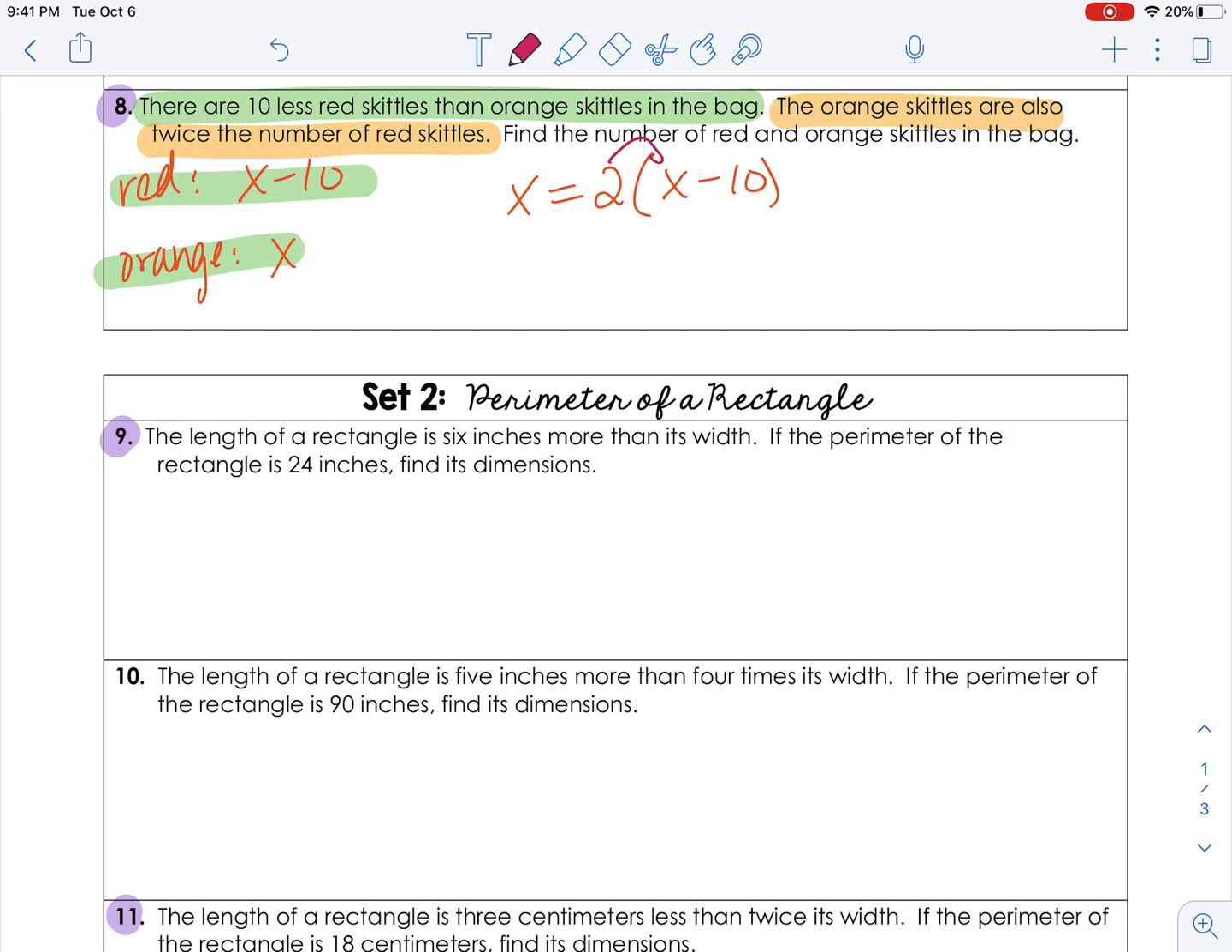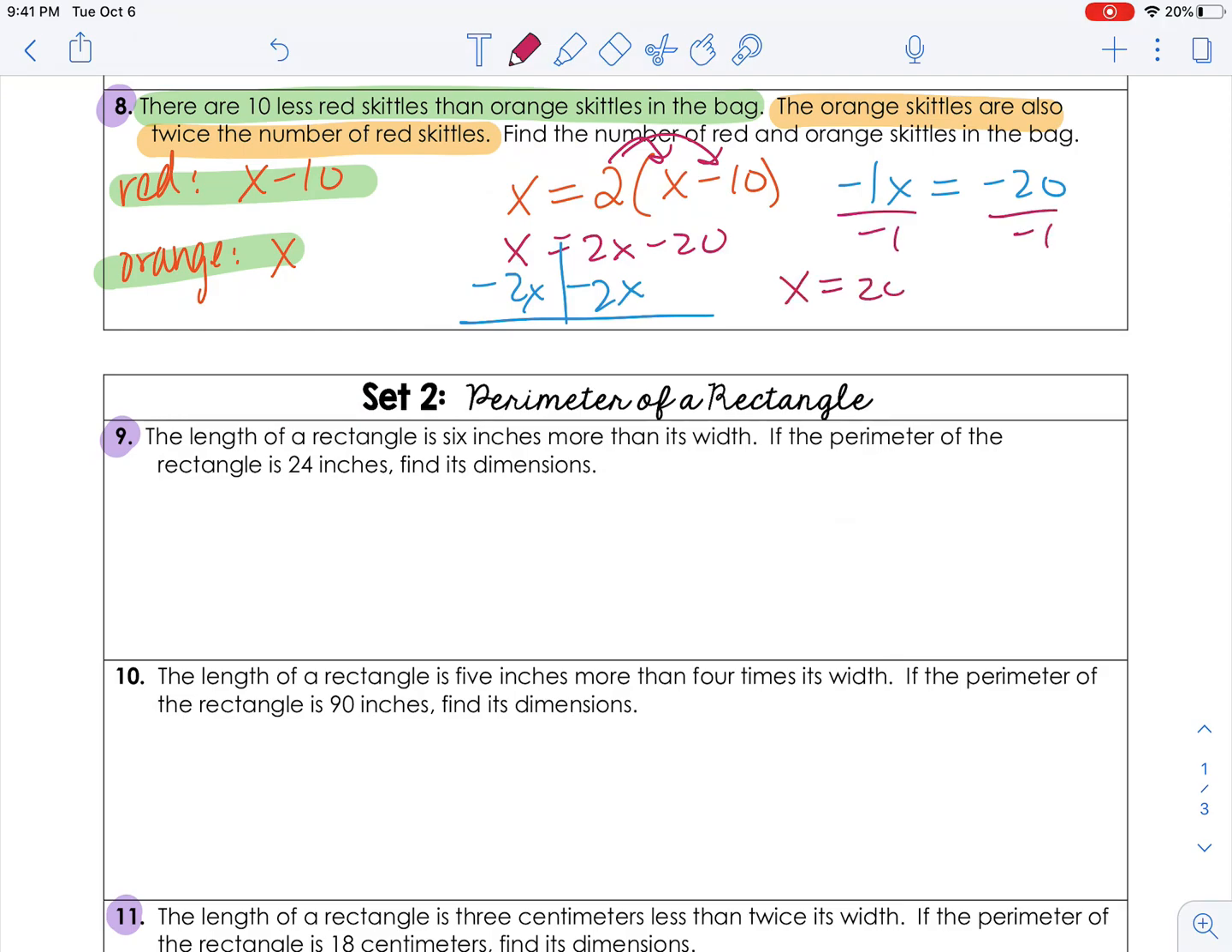From here, we need to distribute the 2. X equals 2x minus 20. Then we'll combine like terms across the equal sign. We need to subtract 2x from both sides. So x minus 2x is negative 1x, and that's equal to negative 20. We'll divide both sides by negative 1. So x equals 20.